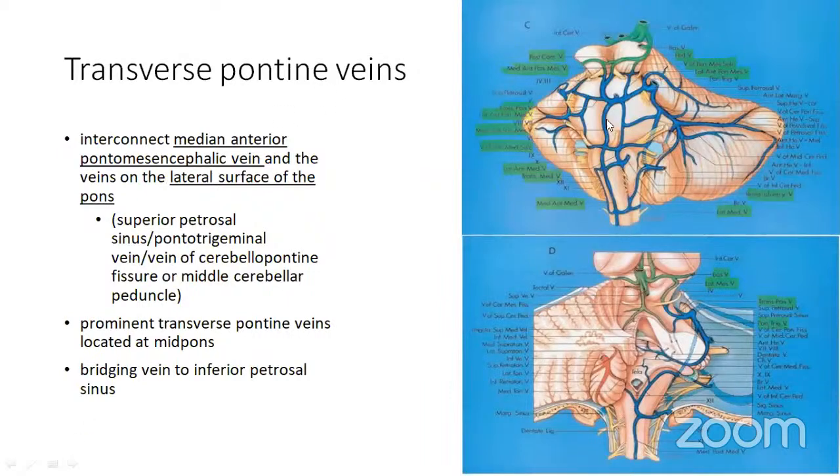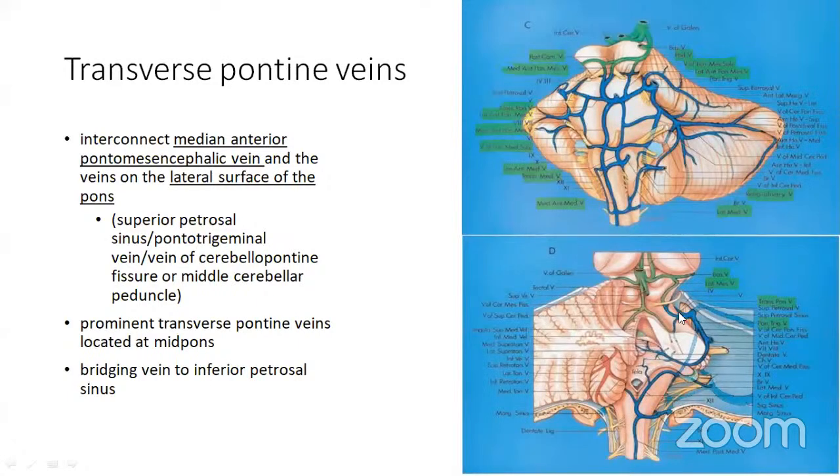The transverse pontine veins are a group of veins which interconnect the median anterior pontomesencephalic vein with the lateral surface of the pons. This is the anterior schematic diagram. This is the posterior view of the brainstem. Here we can see the transverse pontine veins coursing laterally and connecting with the superior petrosal sinus. Medially it connects with the median anterior pontomesencephalic vein.